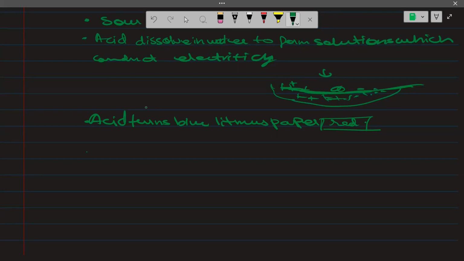Okay. So the fourth property of an acid is that its pH is lower than 7. Okay. And a strong acid is defined by how low its pH is. The lower the pH, the more reactive the acid is.